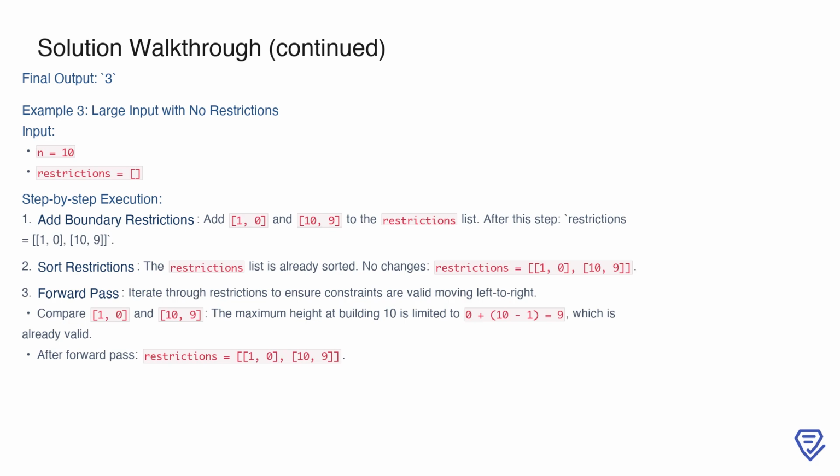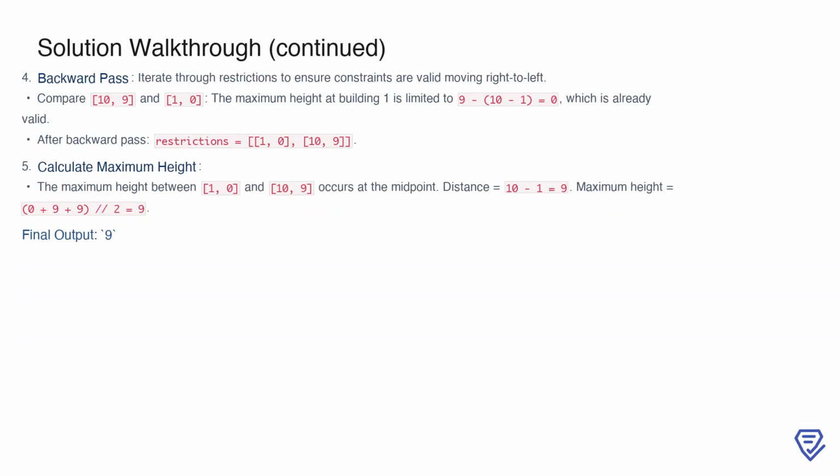During the forward pass, we compare 1, 0, and 10, 9. The maximum height at building 10, calculated as 0 plus 10 to 1 equals 9, is already valid, so no changes are needed. The restrictions remain 1, 0, 10, 9 after the forward pass. In the backward pass, comparing 10, 9, and 1, 0, the maximum height at building 1 is calculated as 9, 10 to 1 equals 0, which is valid. As a result, no changes are needed, and the restrictions remain 1, 0, 10, 9.